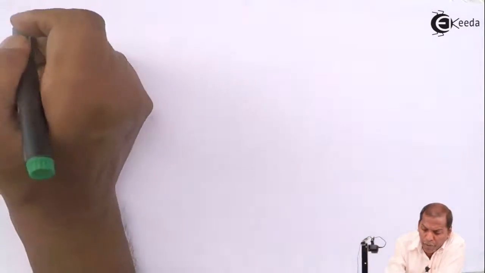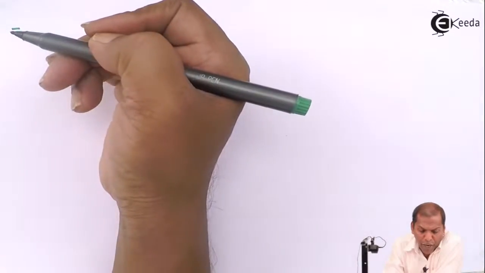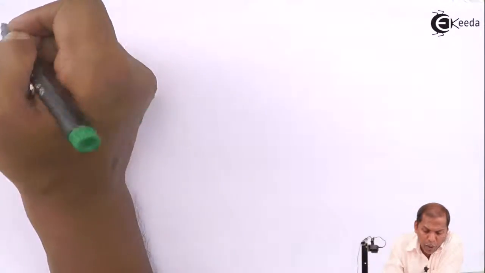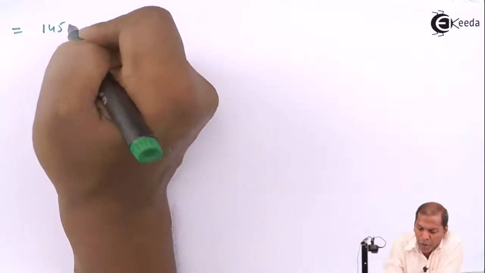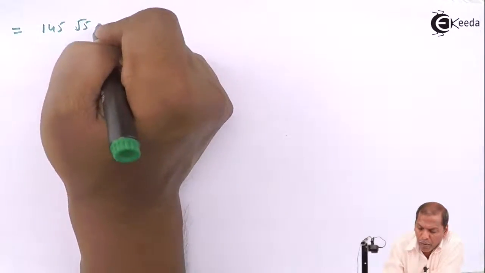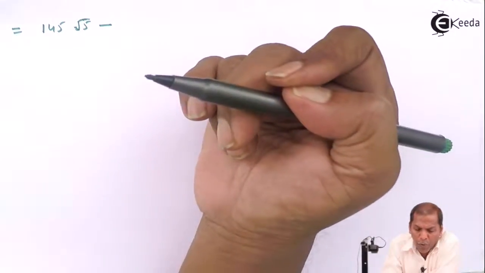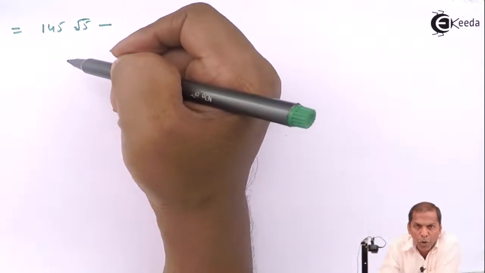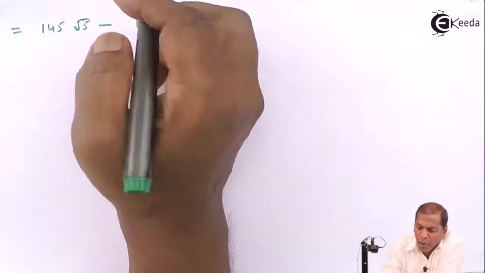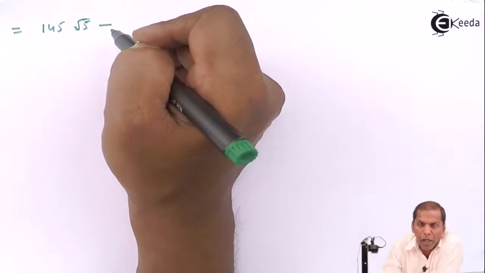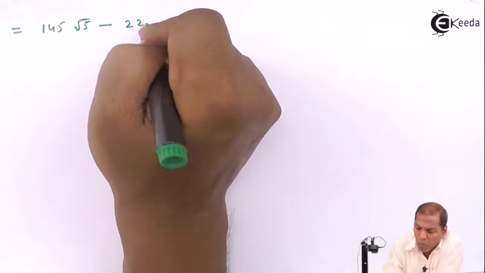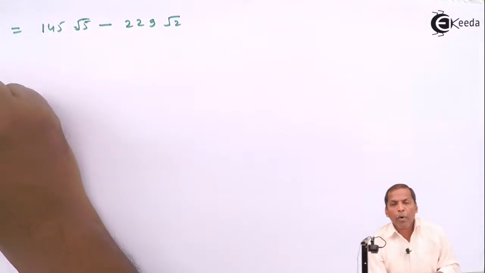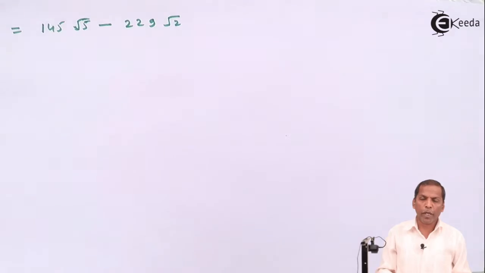So the next step will be, now 25 plus 100 gives 125, plus 20 gives 145 into root 5, minus, now 125 plus 100 gives 225, plus 4 gives 229, so 229 into root 2. So this is the required solution for the given problem. Thank you.